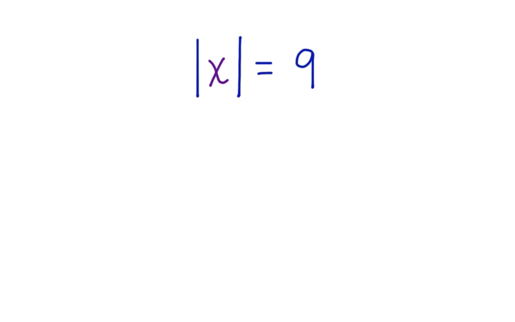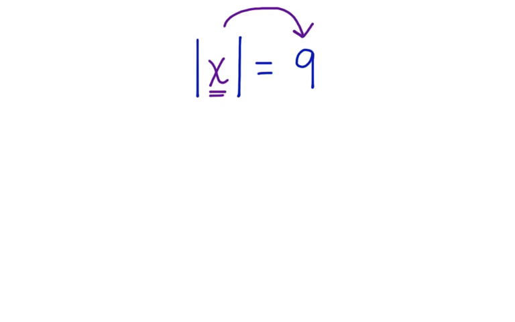The absolute value of x is equal to 9. Now if you think about absolute value and what you've already known about absolute value and what you've learned in earlier concepts, which values are possible for x? We know that we need the end result to be 9.